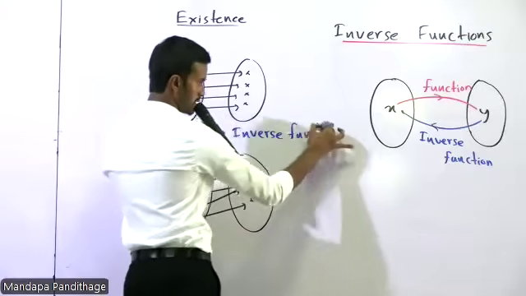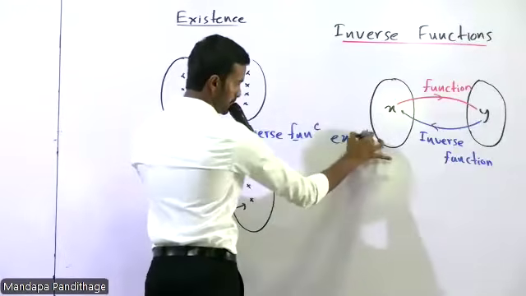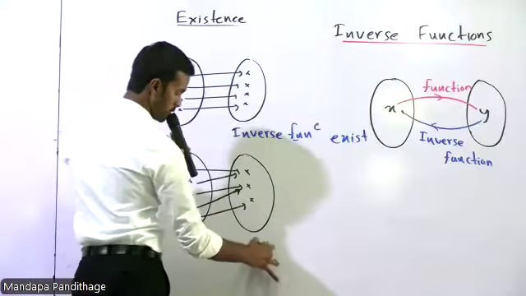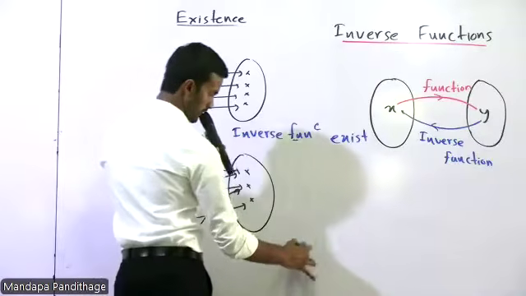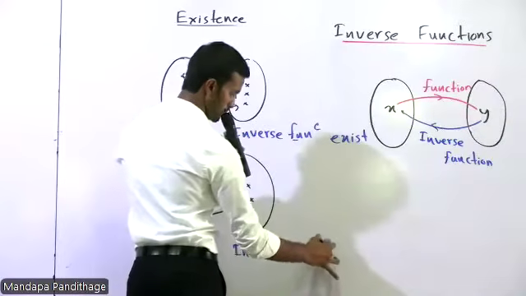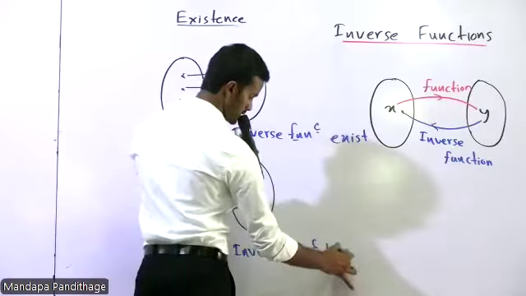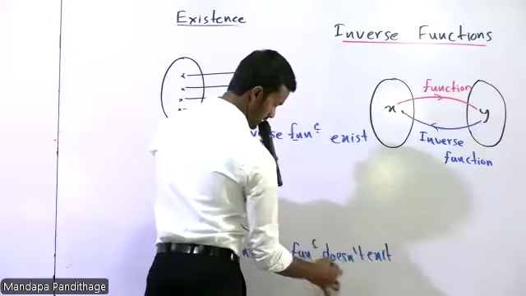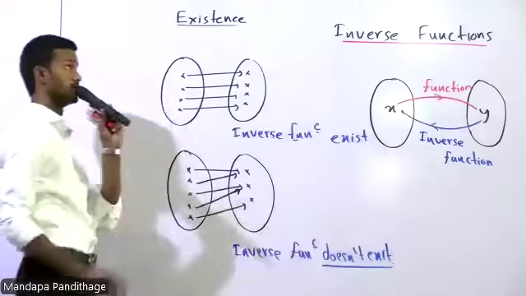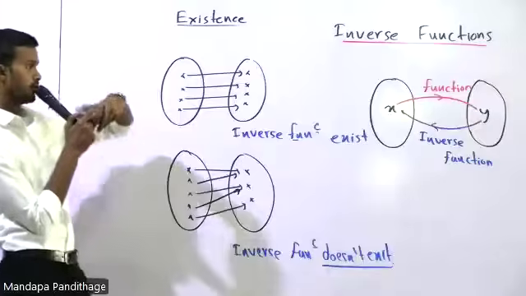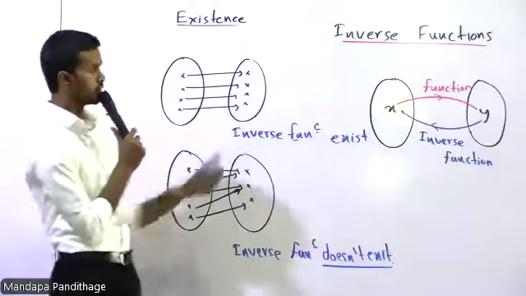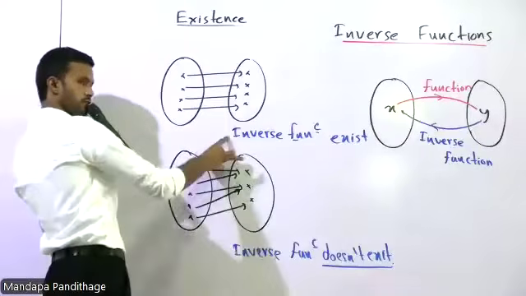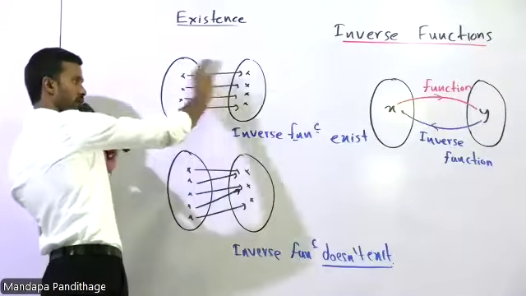Inverse function exists. But if it is a many to one function, there is no inverse function. The inverse function of a many to one function does not exist. So the topic is existence of an inverse function. A function can be either one to one or many to one, but out of these two, there will be an inverse function only if it is one to one.